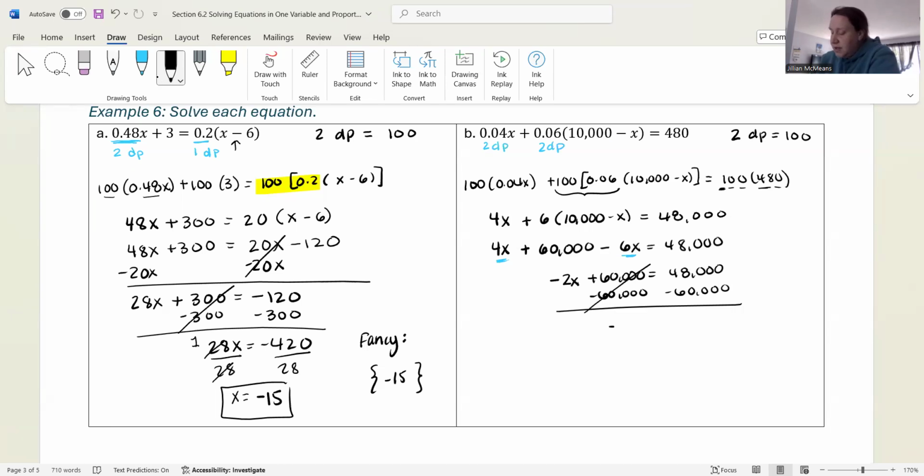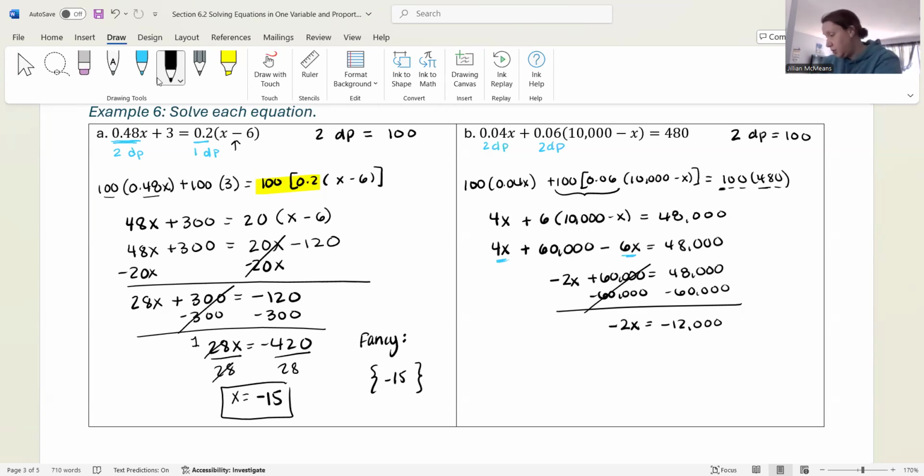Okay, so we get negative 2x on the left. But then on the right, don't let all the zeros flip you out. Just think, what is 48 minus 60? Well, 48 minus 60 is just negative 12, and then tack on all those zeros. It's that simple, okay? You could certainly use your calculator if that kind of stresses you out a little bit. Use the calculator if you need to, okay?